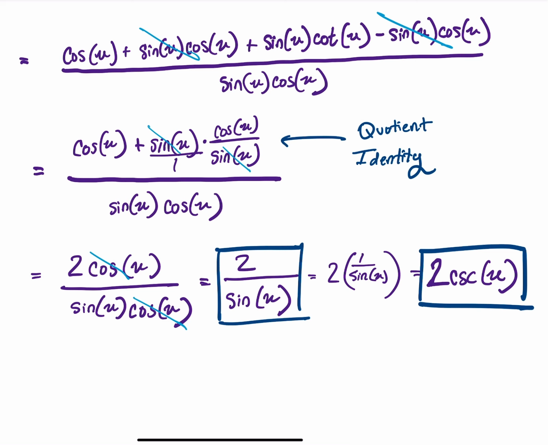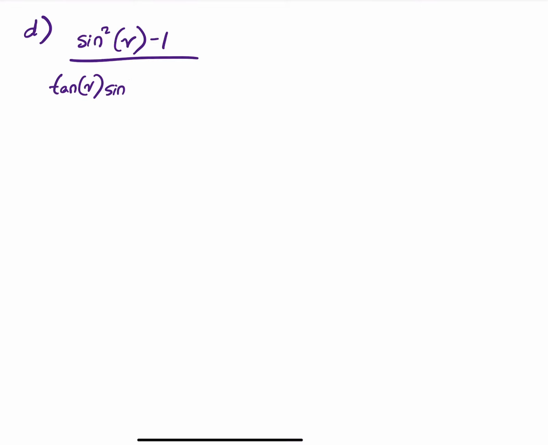I think there was one more example, part D. Let me write it down here. Part D asks us to simplify sine squared of v minus 1 over the tangent of v times the sine of v minus the tangent of v. And it says to simplify by factoring. That's going to be our strategy.